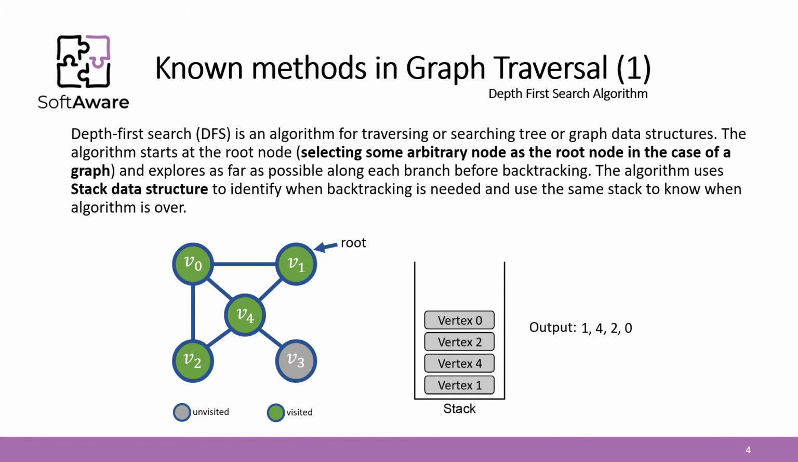Backtracking happens when all adjacent nodes of the current node have a visited state. In this case, we start popping from the stack and check the next vertex in the stack until we find a vertex that has an unvisited adjacent node. So we pop the top vertex and the next vertex is vertex 2. Vertex 2 also has two visited adjacent nodes, so we pop again. The next vertex is vertex 4. Vertex 4 has one unvisited adjacent node, which is vertex 3. So we visit vertex 3, push it onto the stack, and output it.